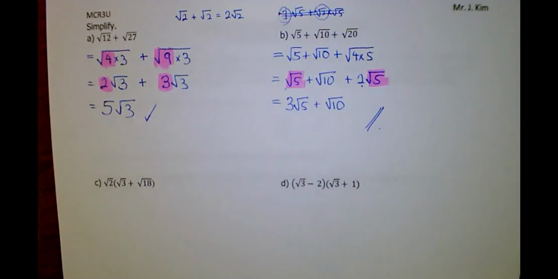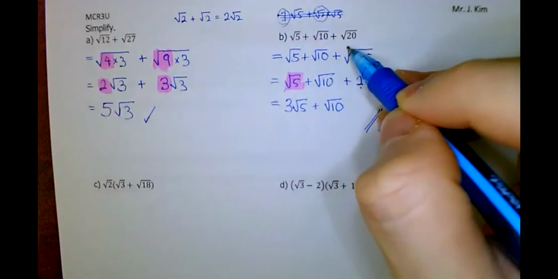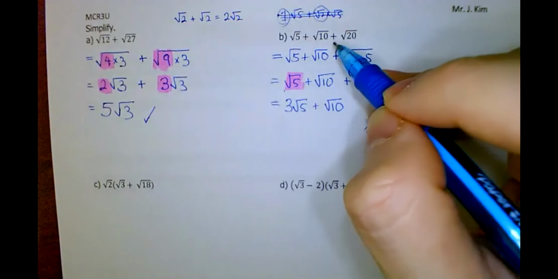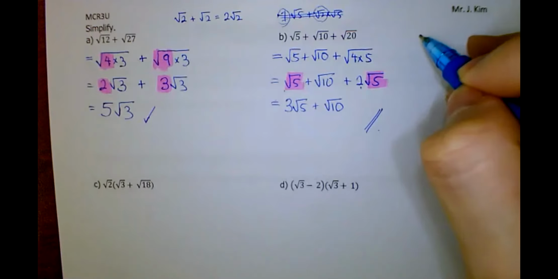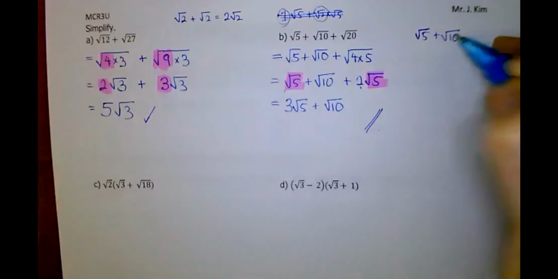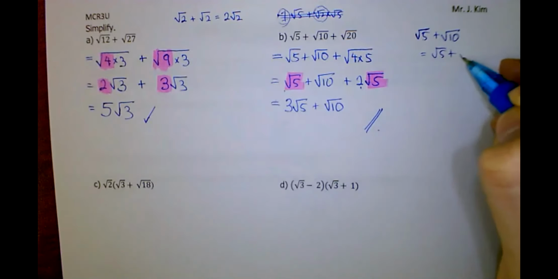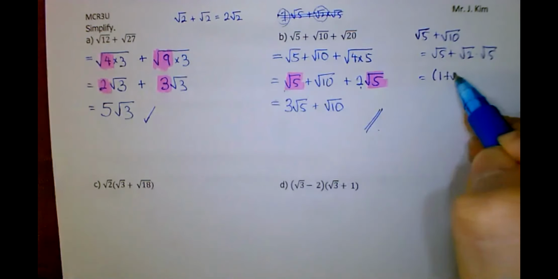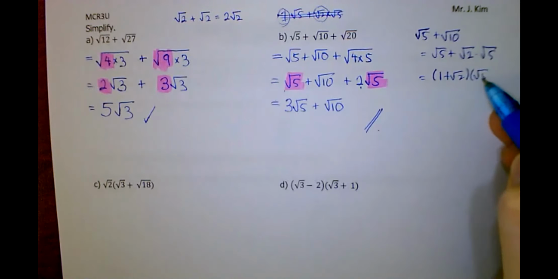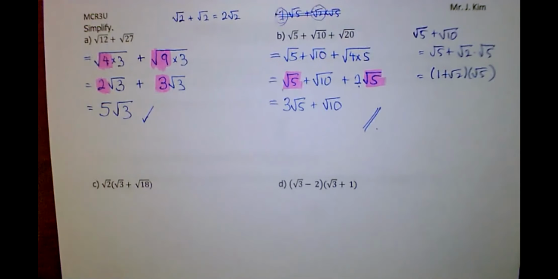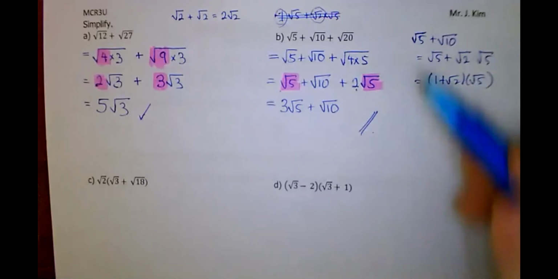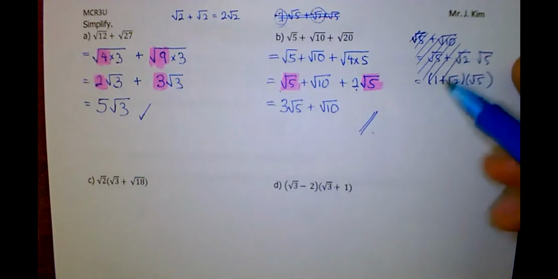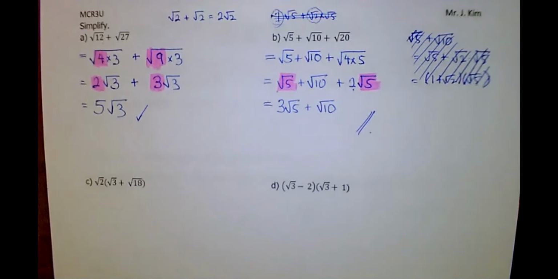Could you repeat why you said not to simplify root 10? Oh, root 10 cannot be broken down into any perfect squares. I mean, you can try, right? This could be root 5 plus root 2 times root 5. Then what are you adding? You're adding 1 plus root 2, and all that's multiplying a root 5. It doesn't make it any prettier. It stays sort of messy. So it's probably not something that you want. Any other questions?